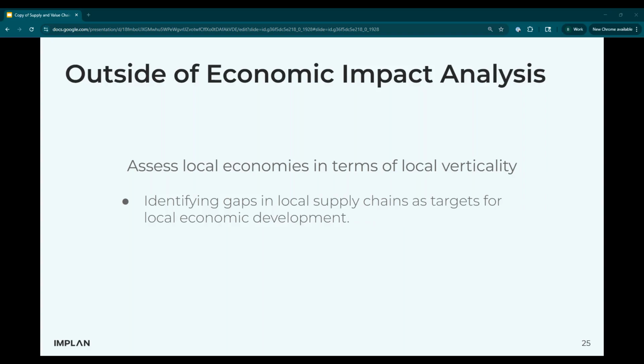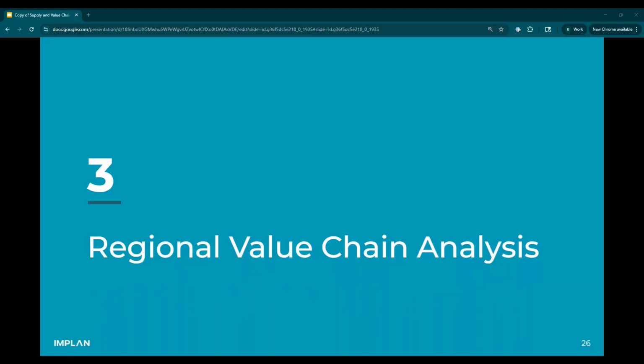And then we're not going to really get into this today, but a lot of folks use that data to identify gaps in local supply chains as targets for local economic development, right? So if we're using a lot of component A in multiple industries in our region that are not being sourced from here, how can we think about bringing that supply chain into the region? So that's the supply chain analysis on the domestic front in a particular region.